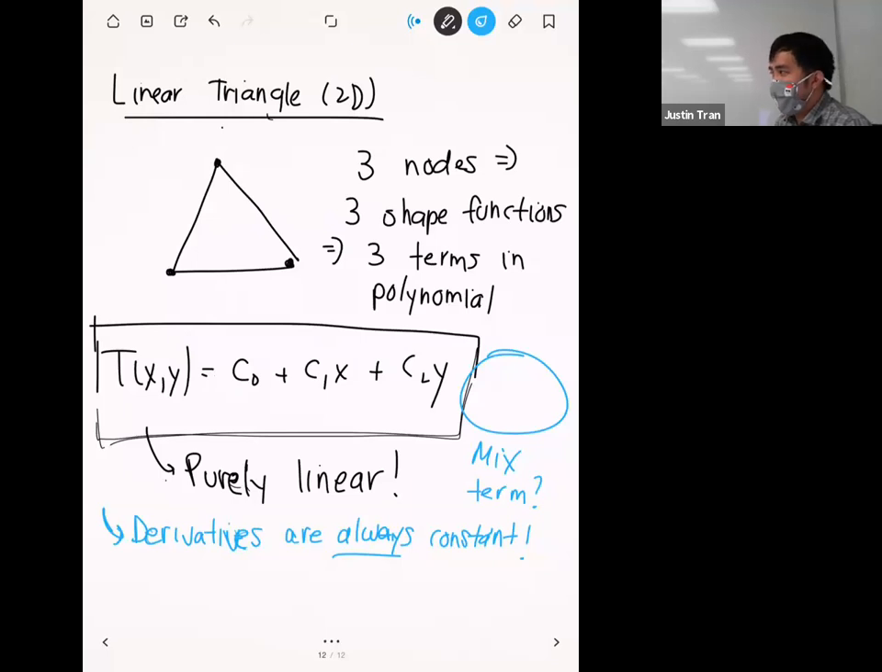This is the point where ANSYS will actually give you a warning. If you're doing a static structural simulation and you choose to use linear triangles, ANSYS will tell you that this is not a good idea, and you should either try to produce a hexahedral mesh or a quadrilateral mesh, or you should upgrade to quadratic.